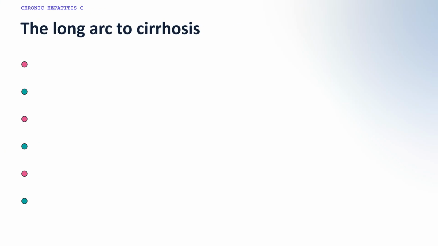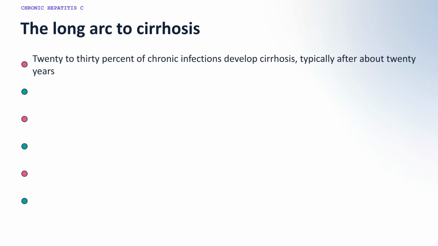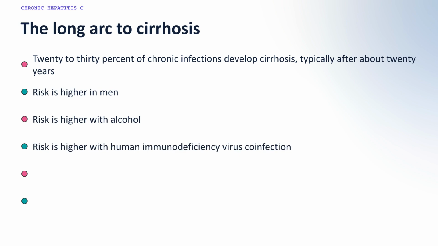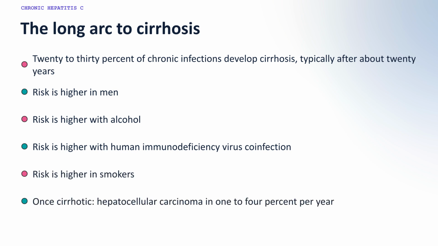Chronic hepatitis C is slow. 20 to 30% develop cirrhosis, and it typically takes about 20 years. The risk is higher in men, higher with alcohol, higher with human immunodeficiency virus co-infection, and higher in smokers. Once cirrhosis is established, hepatocellular carcinoma develops in 1 to 4% of patients per year. And note that cancer risk persists after cure, so a cured cirrhotic patient still needs surveillance.